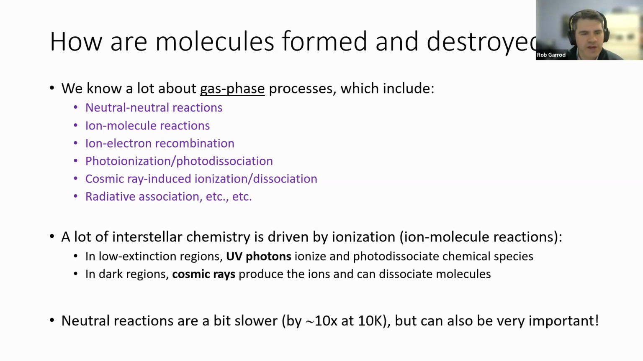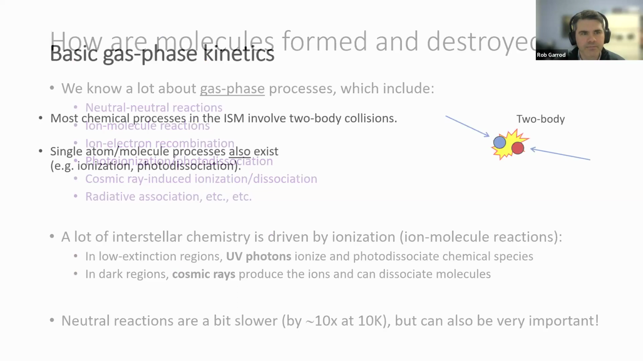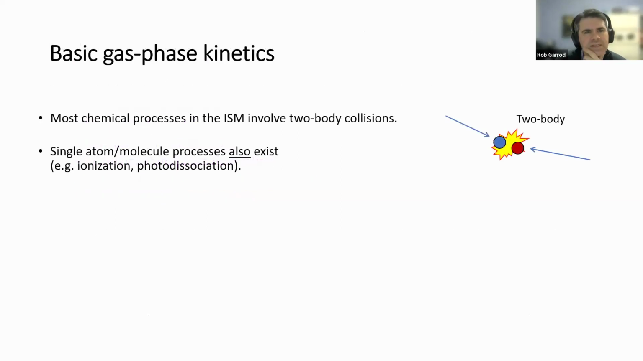All right, so neutral reactions tend to be a bit slower at 10 Kelvin. It's about a factor of 10, broadly speaking. But those neutral reactions can also be important. Okay, so I'll say something about kinetics more broadly. Most chemical processes in the interstellar medium involve two-body collisions.